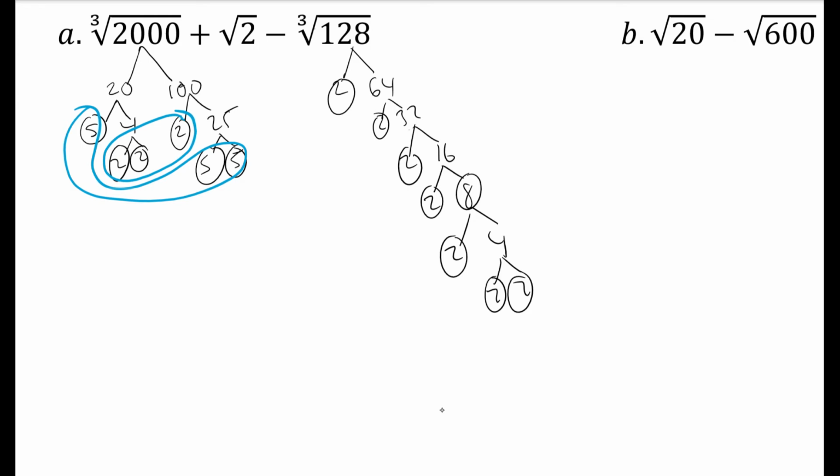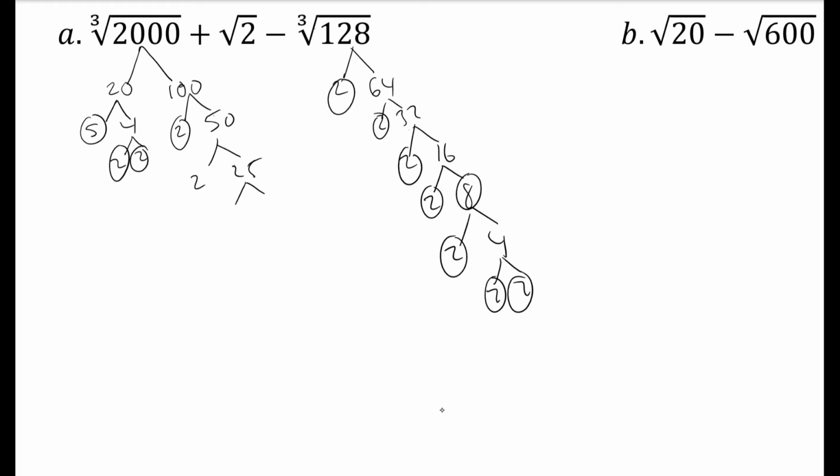Let's see here. I want to make sure that this is right. This is not right because I messed up the number here. I apologize. 100 is not 2 and 25. 100 is 2 and 50. So we're missing some numbers here. And then 50 is 2 and 25, and then 25 is 5 and 5. Hopefully you guys caught that before I did. So yeah, that is the correct factorization.